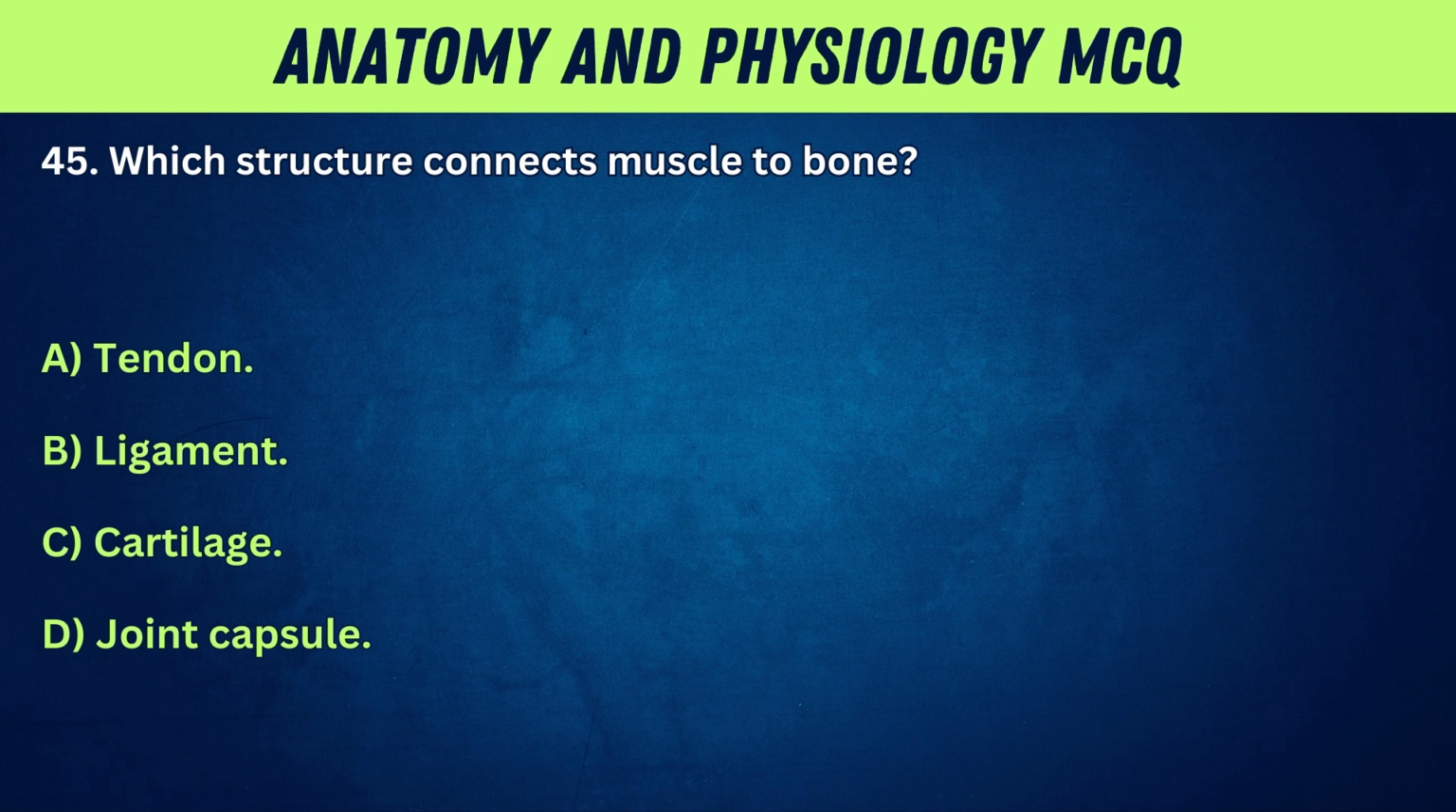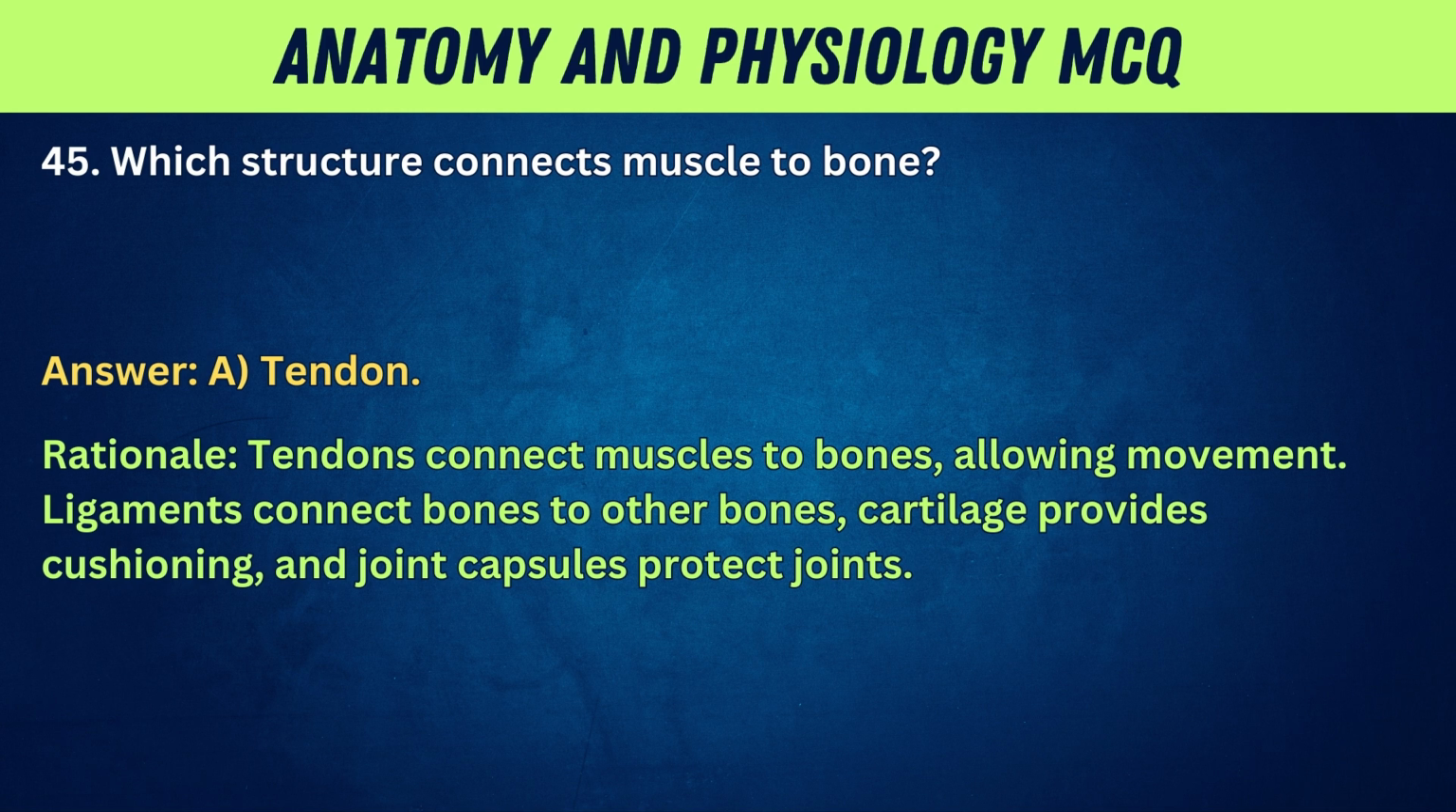45. Which structure connects muscle to bone? A. Tendon. B. Ligament. C. Cartilage. D. Joint capsule. Answer: A. Tendon. Rationale: tendons connect muscles to bones, allowing movement. Ligaments connect bones to other bones, cartilage provides cushioning, and joint capsules protect joints.